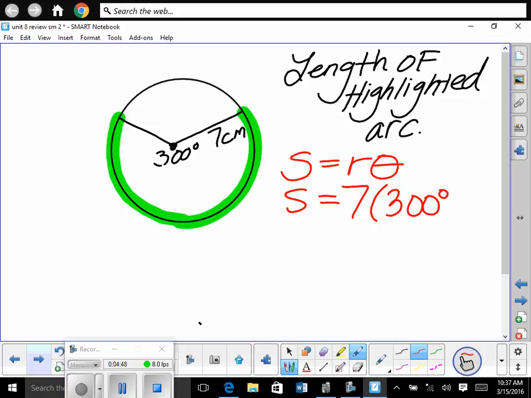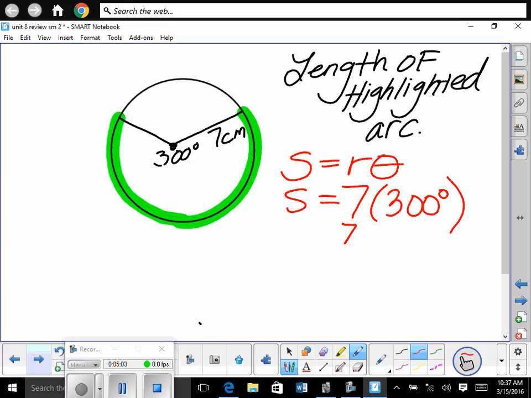300. And then can we leave it in degrees? No. Are you paying attention to what we're doing? Because we've done this so many times, I'm blown away that nobody knew how to do it. Are we all good? Are you actually paying attention and internalizing what I'm doing? Okay. So then we have to change that to radians.